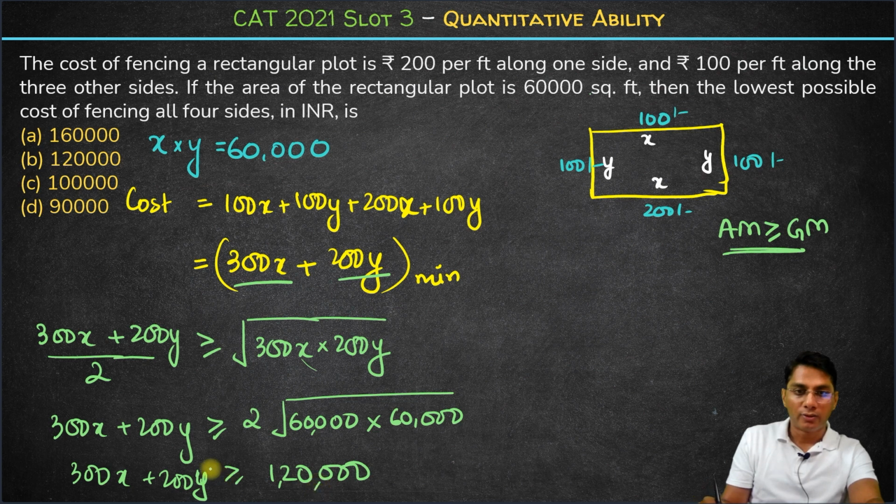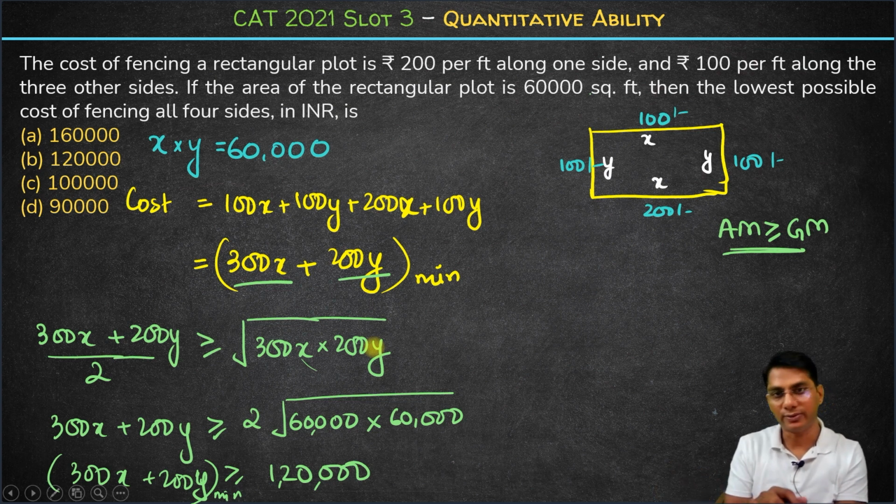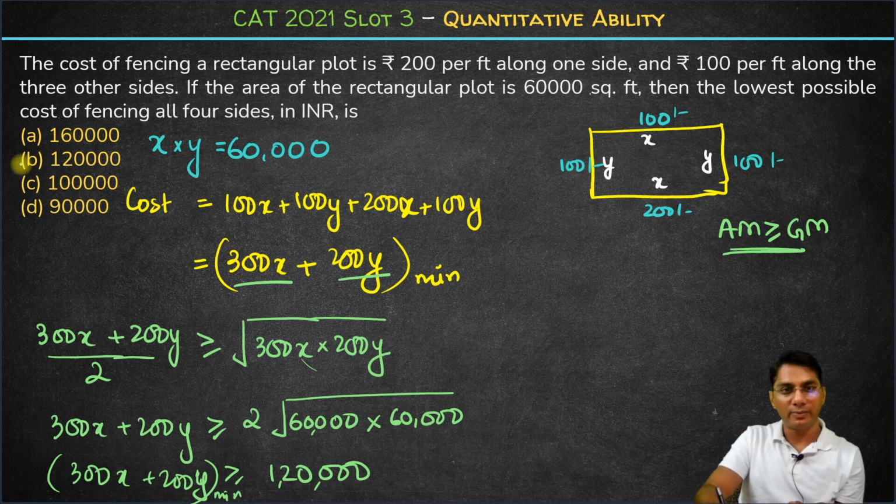1,20,000. So if we want to minimize the value of this, what will be the minimum value? It should be 1,20,000. If this expression is greater than or equal to 1,20,000, the minimum value will be 1,20,000, and this is what the cost is. So the total cost of fencing will be at least 1,20,000. Option B is the right answer here. Thank you.